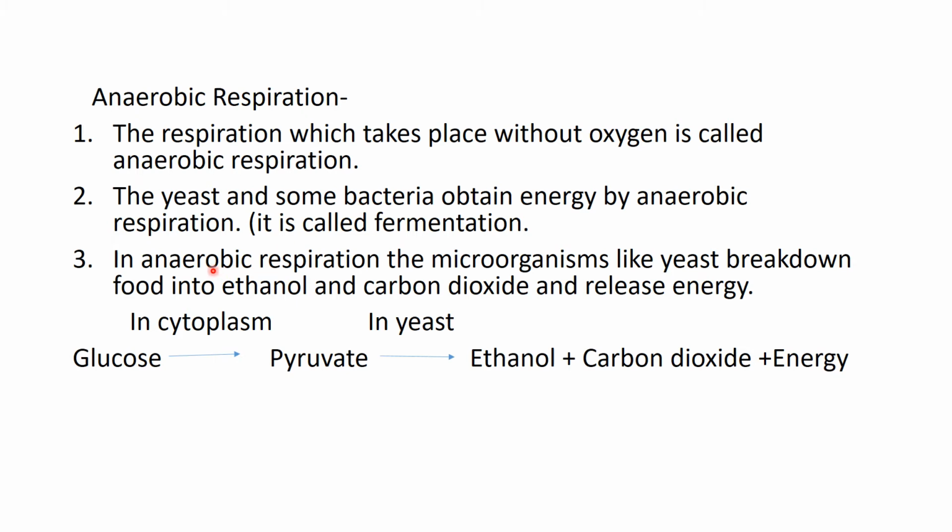And in anaerobic respiration, the microorganisms like yeast break down food into ethanol and carbon dioxide with release of energy. So you can see here in this flow chart, in this reaction, that the first step is just similar as in case of aerobic respiration. Glucose changes to pyruvate, that is the 3 carbon molecule, and the process occurs in cytoplasm, where the cytoplasm is found in the cell, in between the cell membrane and nuclear membrane.